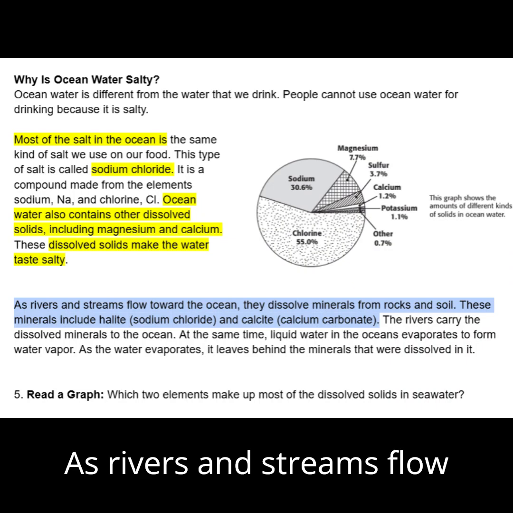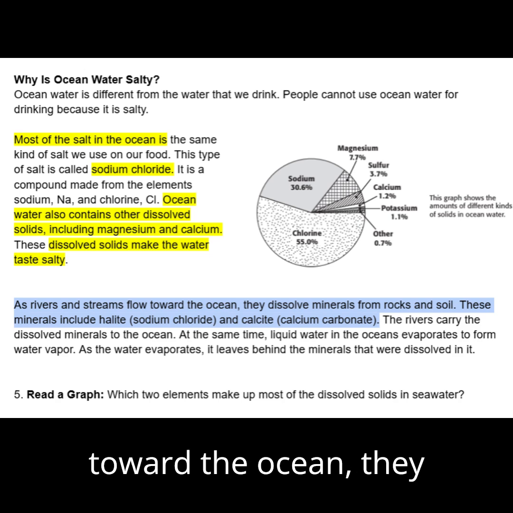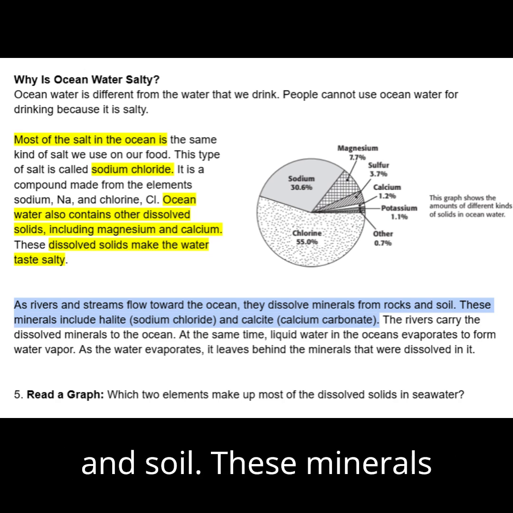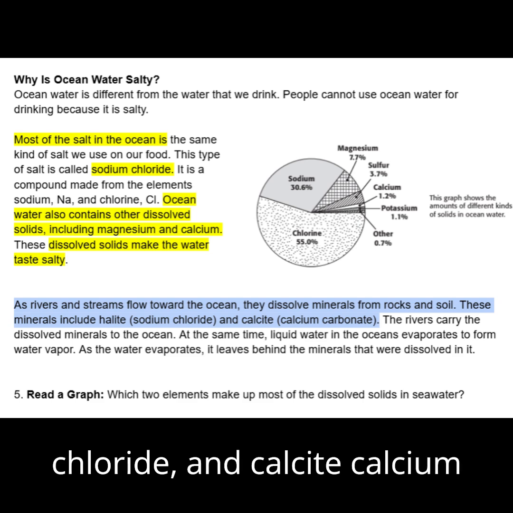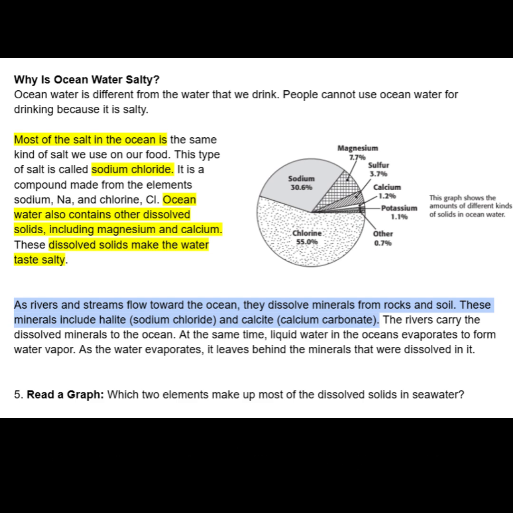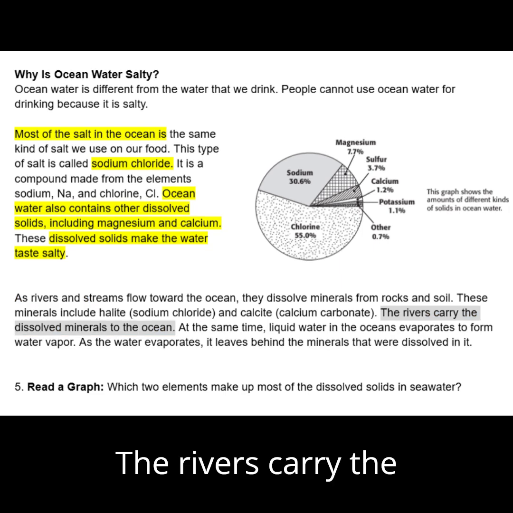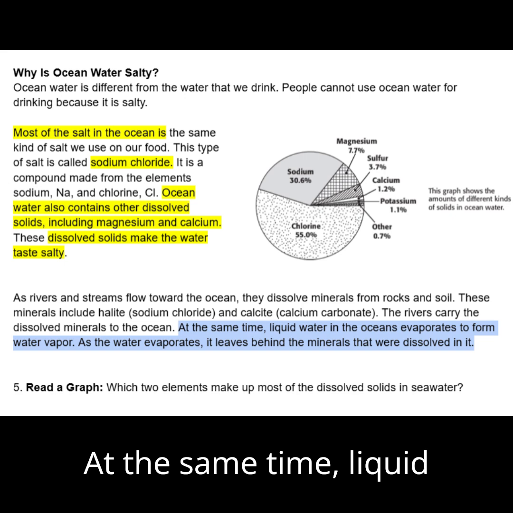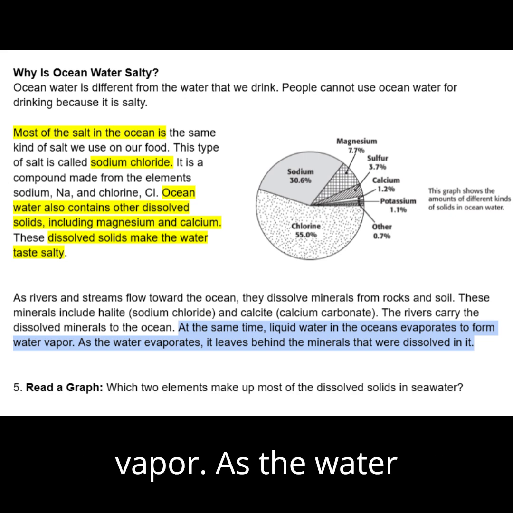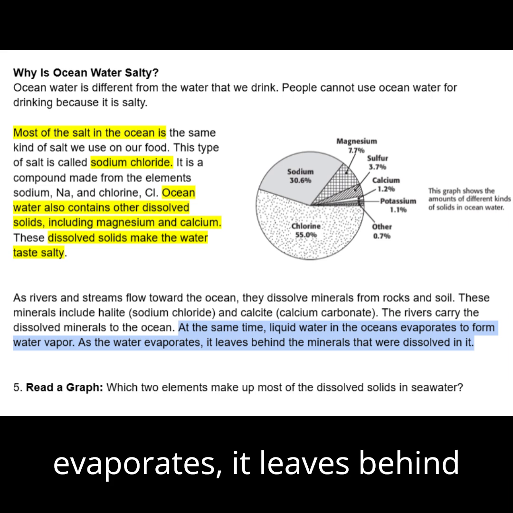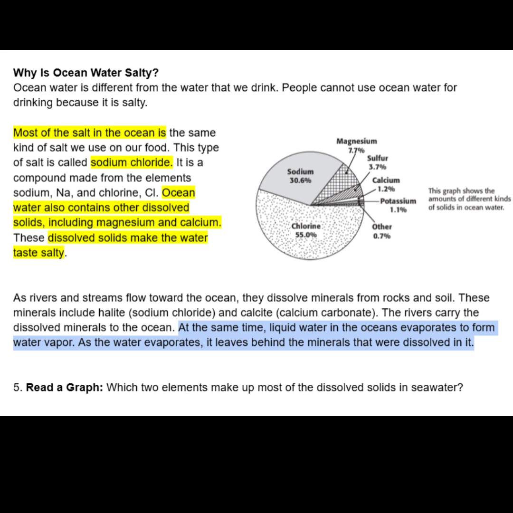As rivers and streams flow toward the ocean, they dissolve minerals from rocks and soil. These minerals include halite, sodium chloride, and calcite, calcium carbonate. The rivers carry the dissolved minerals to the ocean. At the same time, liquid water in the oceans evaporates to form water vapor. As the water evaporates, it leaves behind the minerals that were dissolved in it.